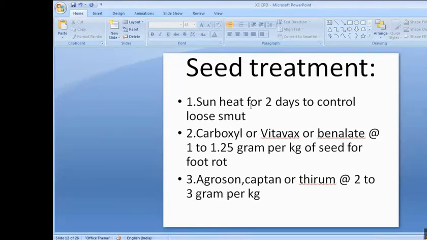Now let us see number one, sun heat, means drying in the sun. We dry the seed in the sun for two days; we do this in villages, everywhere.